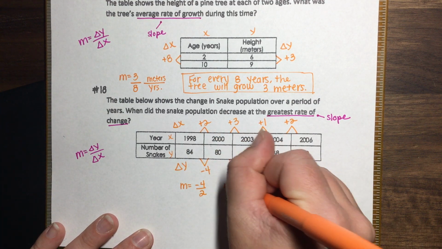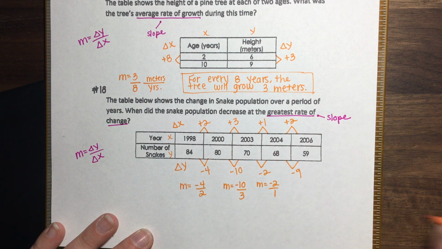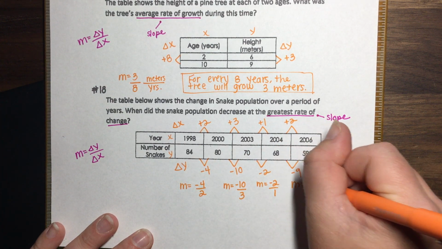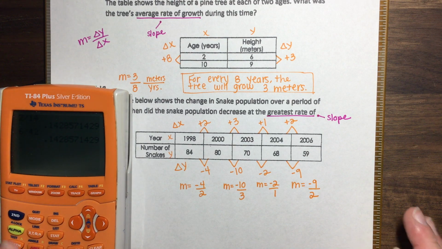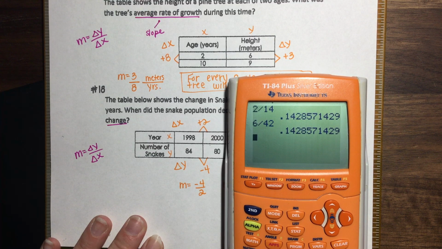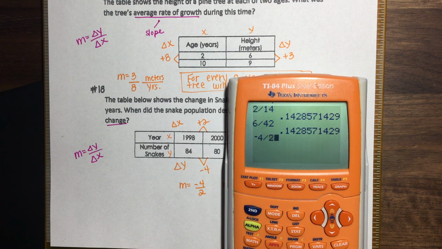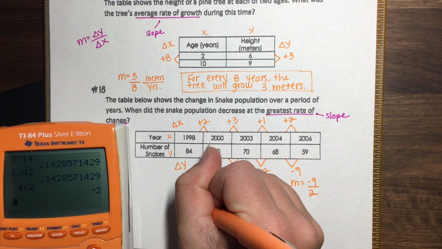I get negative 10 divided by 3. m equals negative 2 divided by 1. I get m equals negative 9 divided by 2. Okay, if I'm looking at what's presented, that's a little difficult to figure out just by looking at those fractions. Instead what we can do is plug them into our calculator and see what we get when we simplify. So on the first one, I have negative 4 divided by 2, which gives me negative 2. So I'm going to say that is equal to negative 2.